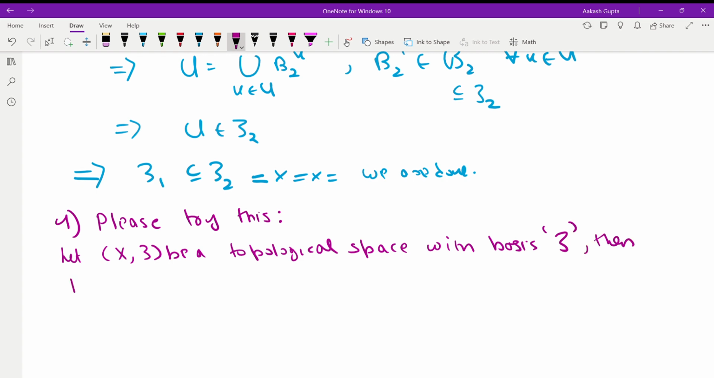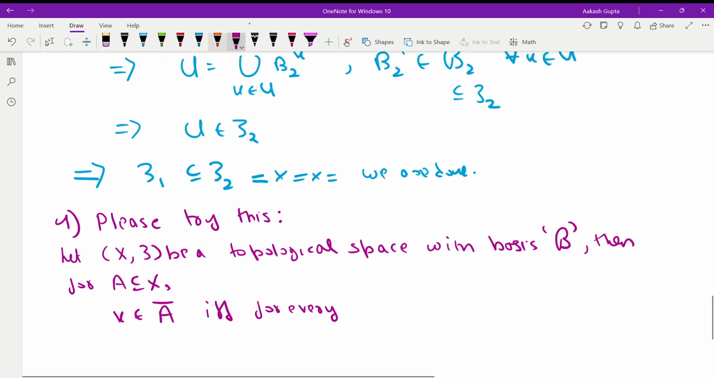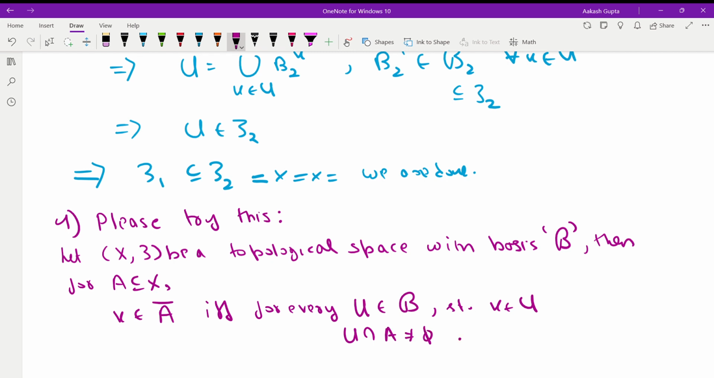Then for A sitting inside X, x belongs to the closure of A if and only if, for every basic open set, with a basis script B, I have by mistake written tau only here. So for every U in script B such that x belongs to U, U intersection A should be non-empty. See, our work is reduced, right? Rather than checking for all open sets, it is just sufficient to check for the basic open sets. So if something is true for basic open sets, it is going to be true for all open sets.